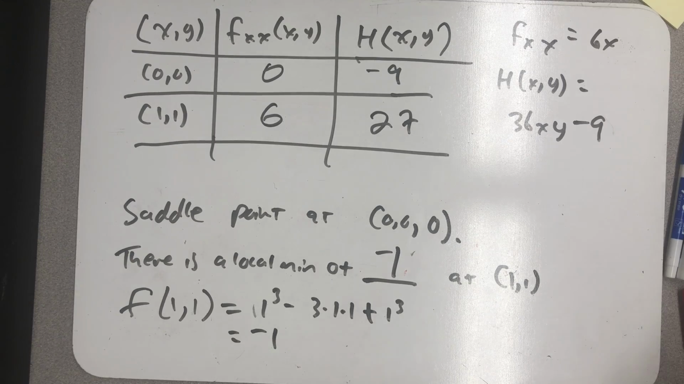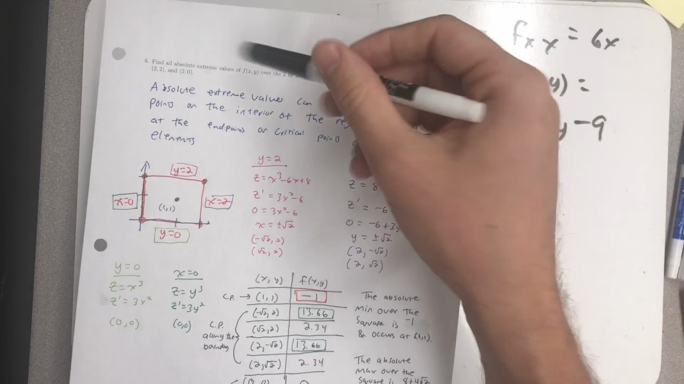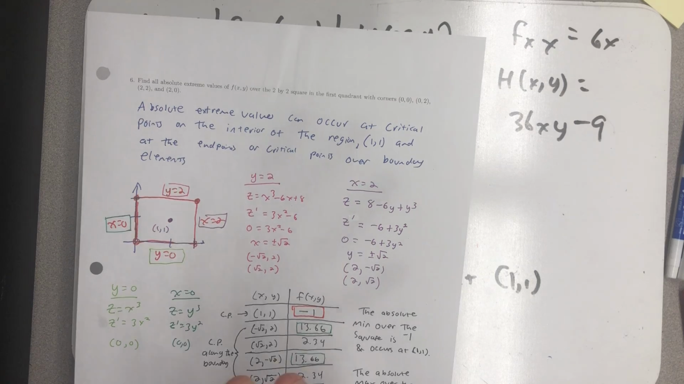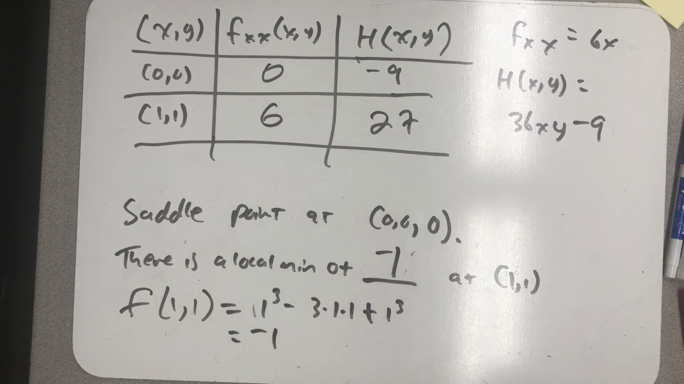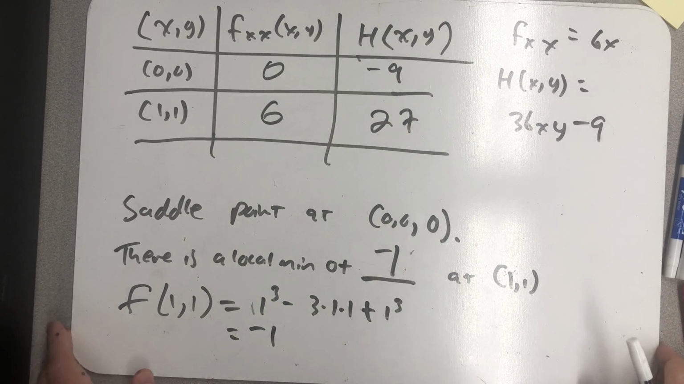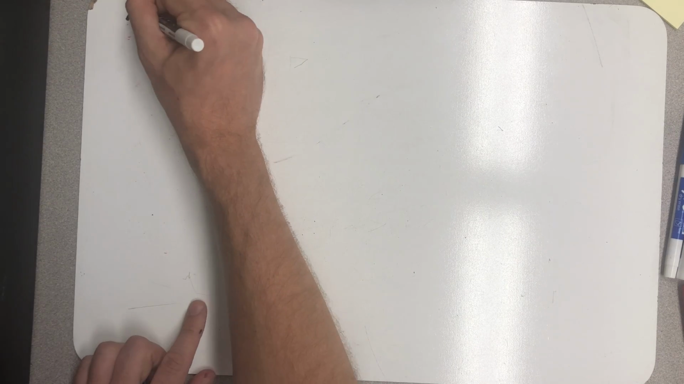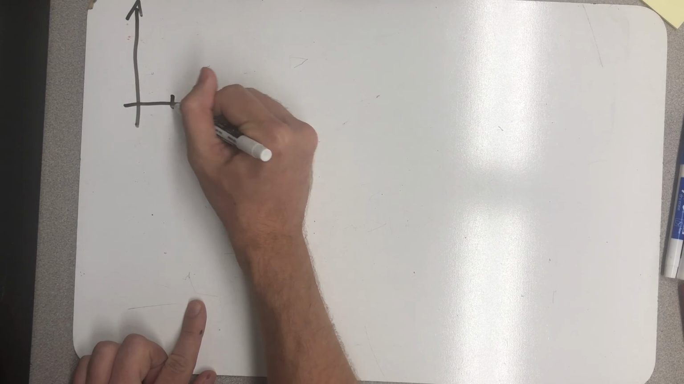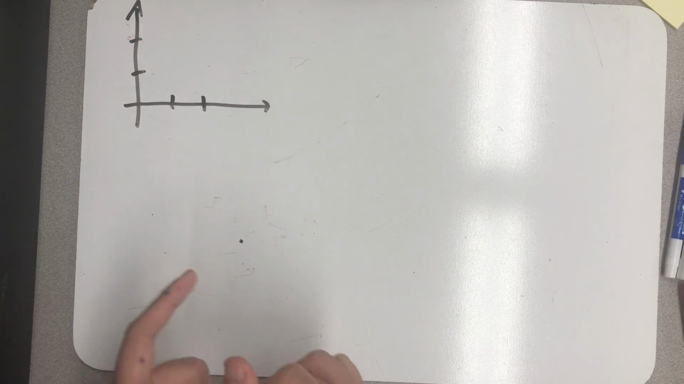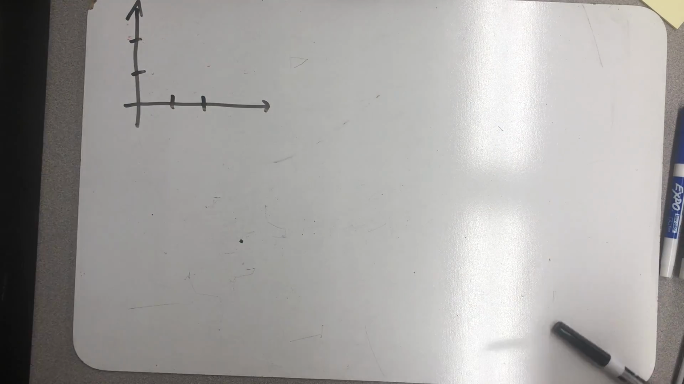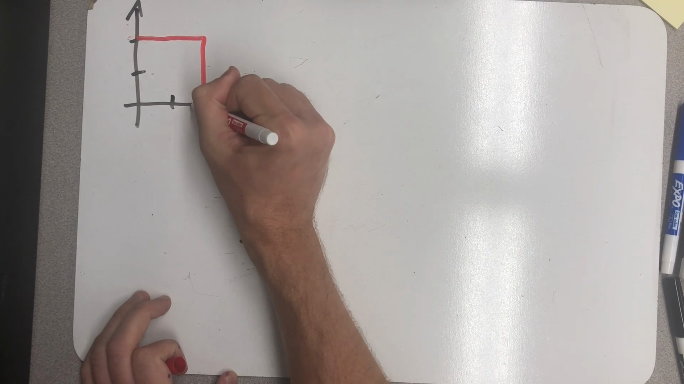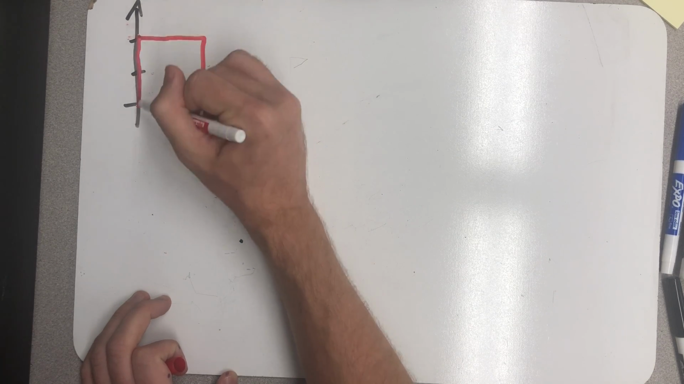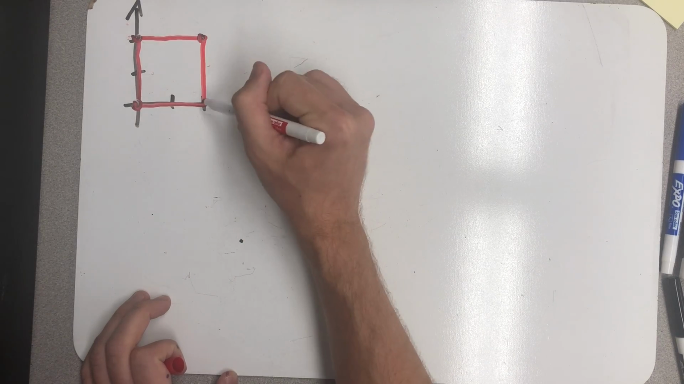Finally, we're asked to find all the absolute extreme values of f of x, y over a square in the first quadrant that has corners (0, 0), (0, 2), (2, 2), and (2, 0). By reducing the points we're allowed to use to this closed region in the plane, I not only can have local extreme values, I am guaranteed to have absolute extreme values. Here are the points listed.